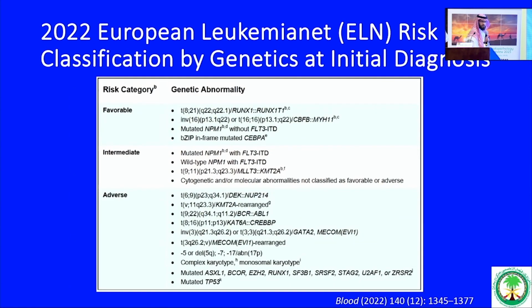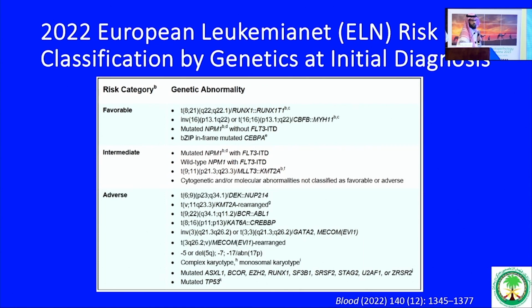This is a very important slide. This is the most important slide in my talk. This is the updated 2022 ELN guidelines risk stratification, and this is what the clinician uses to decide therapy. This is updated from the 2017 risk classification. If you remember, we used to do the FLT3-ITD allelic ratio, and our oncologists always asked for it because the allelic ratio can differentiate between favorable and intermediate risk.